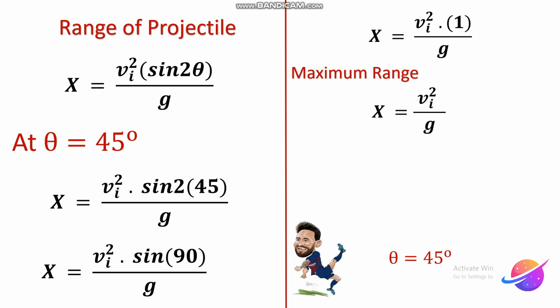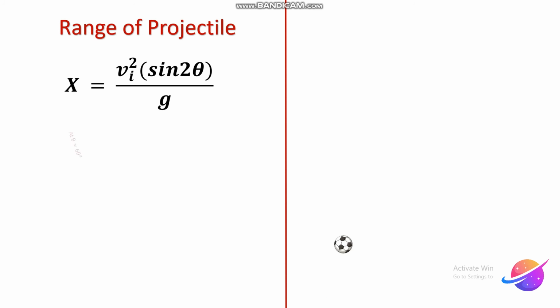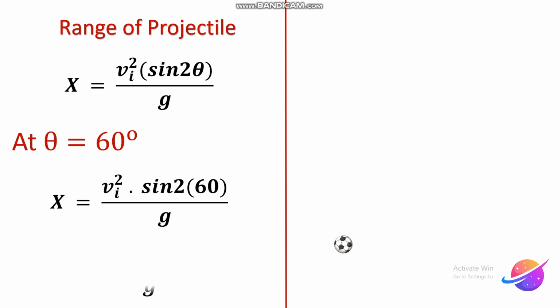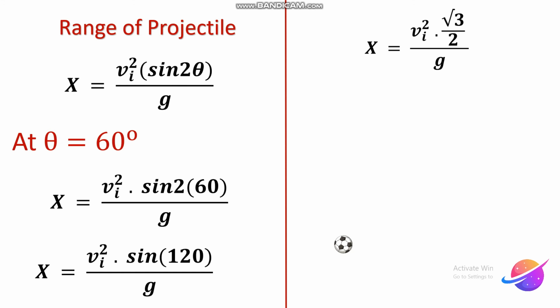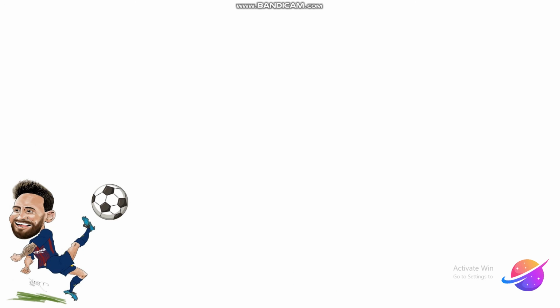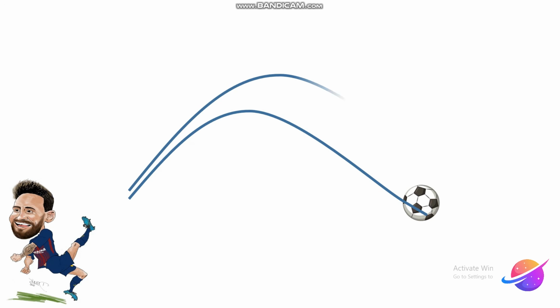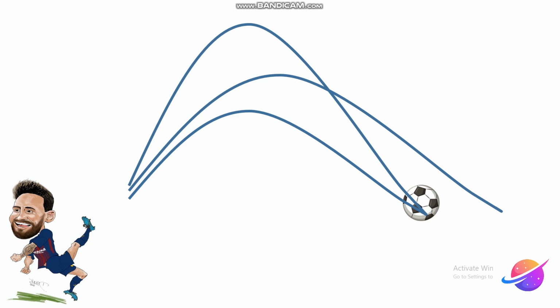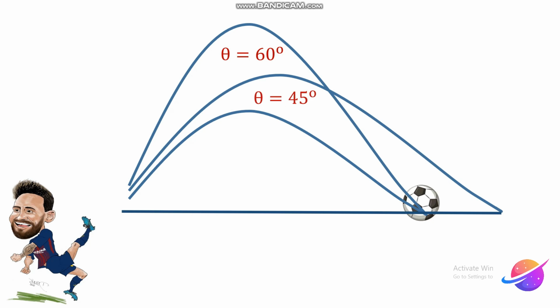Now let's check it. Theta is equal to 60. You multiply it by 2 and it becomes 120. And sine 120 is the same as sine of 60. Sine 120 is equal to root 3 by 2 or 0.866. Notice that at theta equal to 30 and theta equal to 60, we get the same range. At 60 degrees, the ball will gain extra height but end up at the same range as 30.